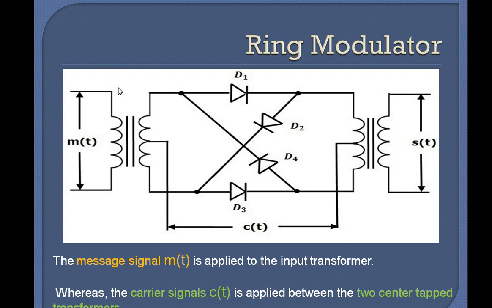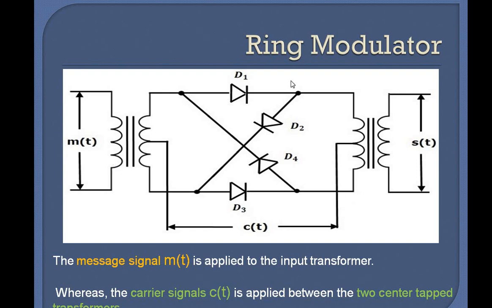Now see, this is the block diagram of the ring modulator. As I have already said, we have 2 center tapped transformers over here, and the 4 diodes connected in the form of a ring, and that's the reason it is named the ring modulator. The message signal is applied to the first transformer, T1. Here we are applying the message signal, and this is the other transformer. Here we will get our modulated output. At this point S of t is the modulated output, right? The DSBSC modulated output will be obtained in the second center tapped transformer, and in the first one we are applying the message signal.